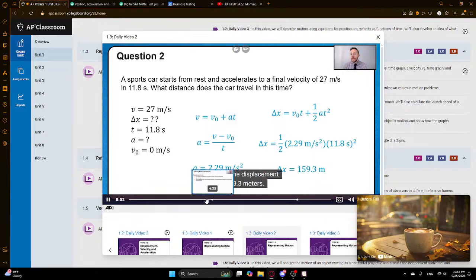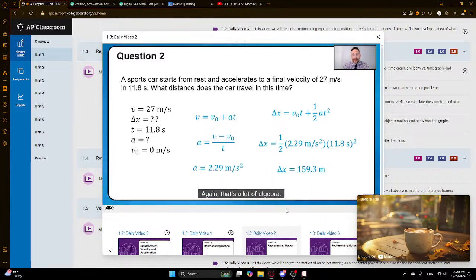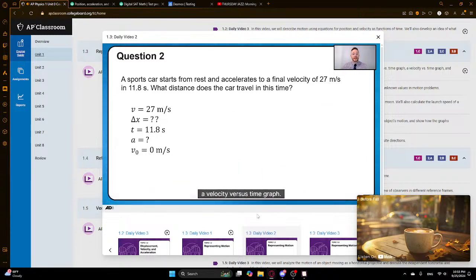Meters. Again, that's a lot of algebra. It takes 2 steps to do so. I much prefer the second method of using a velocity versus time graph.